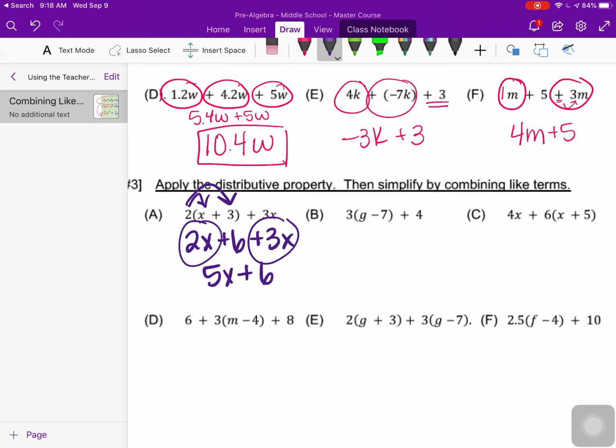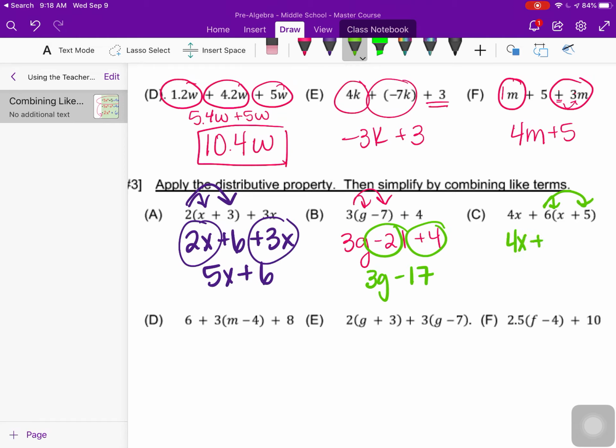Part B, 3 times g, and 3 times -7 is -21, plus 4. Now combine your like terms. -21 plus 4 is -17, so this is 3g minus 17. Part C, distribute first. So you have 4x, that doesn't need to be distributed, it just gets brought down. 6 times x is 6x, 6 times 5 is plus 30. 4x plus 6x is 10x. Don't forget about your plus 30.